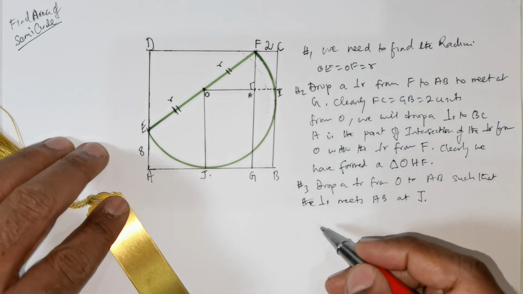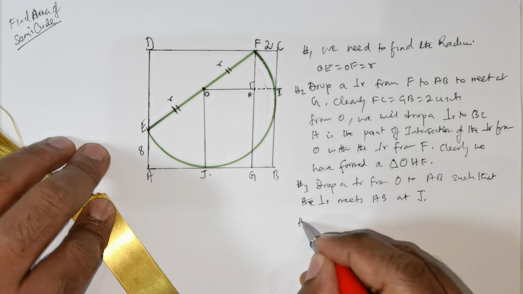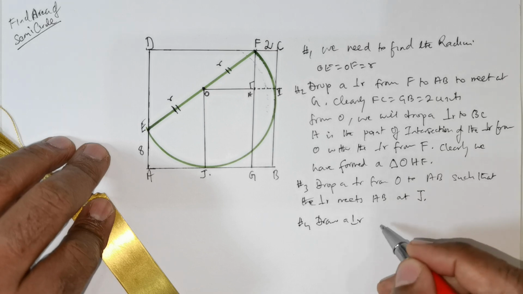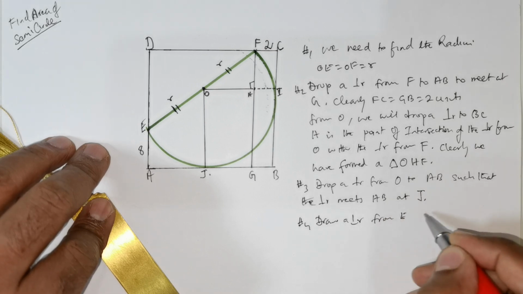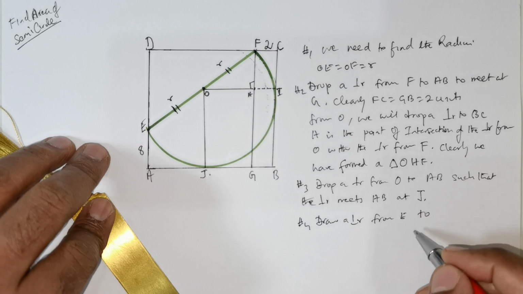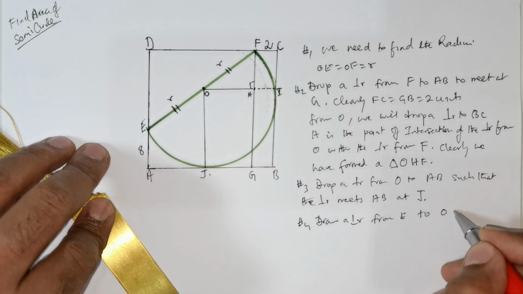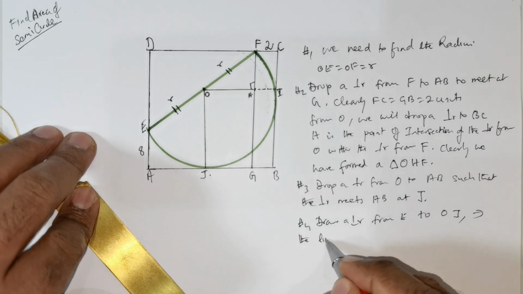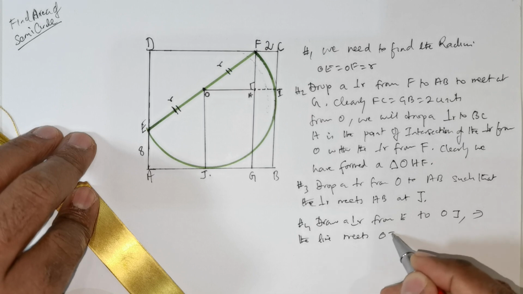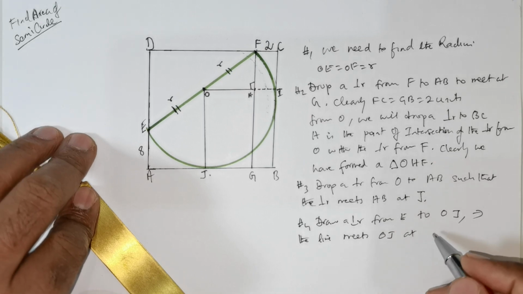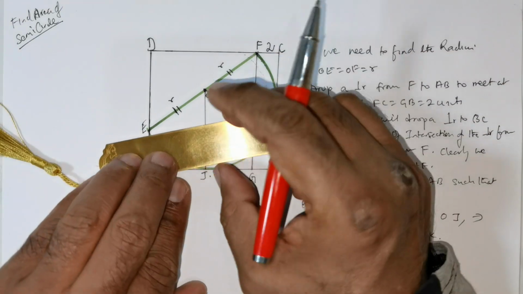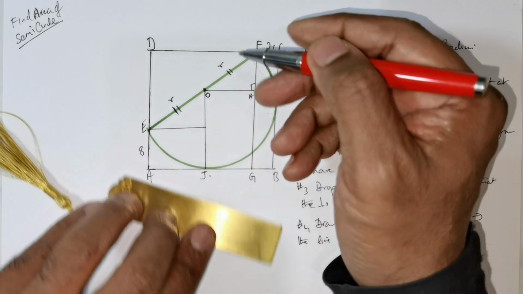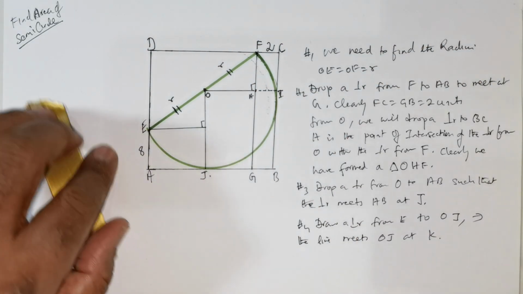Okay, so now the next step is step 4: draw a perpendicular from E to OJ such that the line meets OJ at K. So we are again dropping a perpendicular, or I should say drawing a perpendicular to OJ. So we have a 90 degree there.